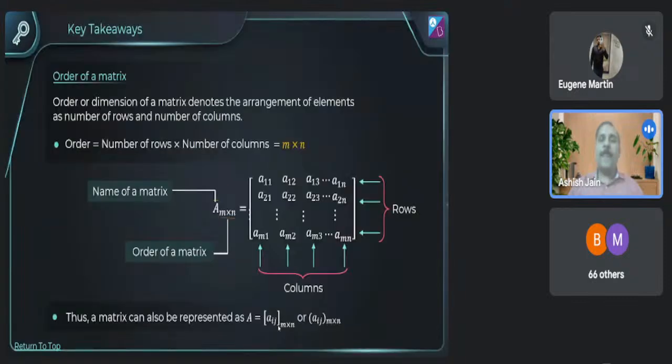Another term which denotes the dimension is the order of a matrix. Order of a matrix is also called the dimension of a matrix. It is nothing but number of rows multiplied by number of columns, m into n. Any matrix is represented like this, a matrix capital A of ij, m cross n. It means that we will construct a matrix A in which we have m number of rows and n number of columns. The value of i, which denotes the row, varies from 1 to m, and the value of j, which denotes the column, varies from 1 to n. Is it clear?